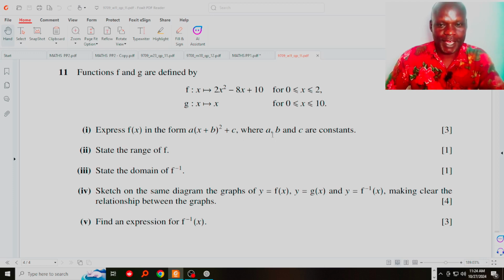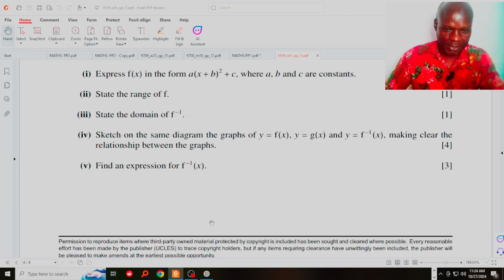So Roman 1, express f of x in the form a into (x plus b) squared plus c, where a, b, and c are constants, 3 marks. Roman 2, state the range of f, 1 mark. State the domain of f inverse, that's another 1 mark. Then sketch on the same diagram the graphs of y equals f of x, y equals g of x, and y equals f inverse of x, making clear the relationship between the graphs. Then Roman 5, find an expression for f inverse of x. That's how we read it.